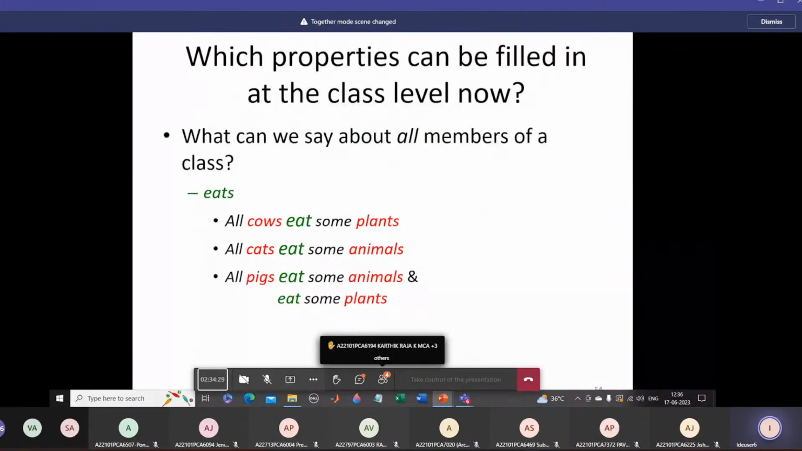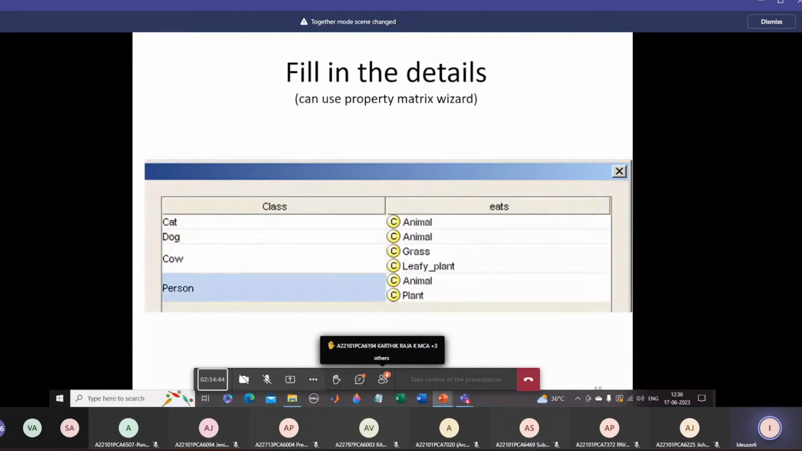So which properties can be filled in at the class level now? All cows eat some plants, all cats eat some animals, all pigs eat some animals as well as some plants. So all members of the class eat something; eat you can take as a property. You can write like this. So you have to fill in all the details.